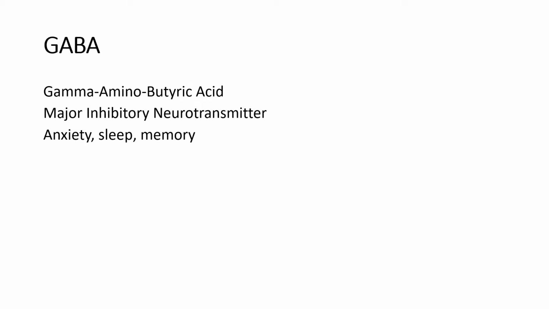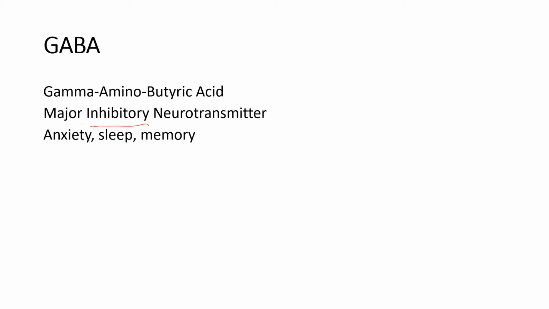Okay, the next neurotransmitter we'll talk about here is GABA, gamma-aminobutyric acid. Whereas glutamate is the major excitatory neurotransmitter, GABA is the major inhibitory neurotransmitter. It tends to inhibit firing. It's highly associated with anxiety, sleep, and memory.